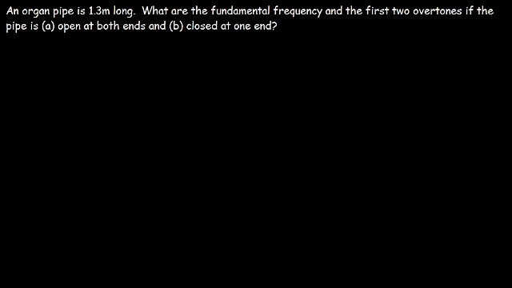So let's start with this problem. We're looking for the fundamental frequency and the first two overtones. We're given the length of the pipe. So L is 1.3 meters. And we're dealing with a pipe that's open at both ends. So what equation can we use to find the fundamental frequency? The equation that you want to use is this one.